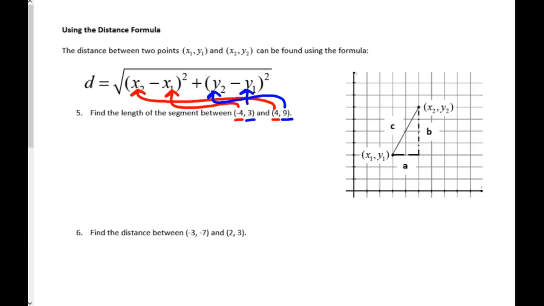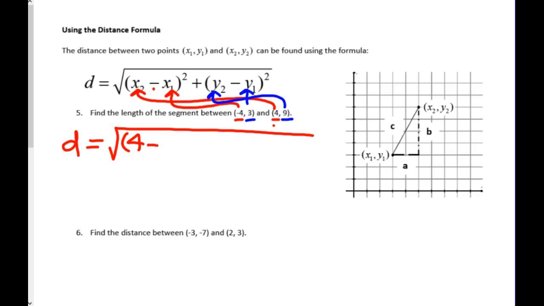Now, I want to see you write out the whole square root, the whole equation. Okay? Starting with letter D equals, draw yourself a long square root sign. And let's start filling it in. First thing is parentheses. x2 is 4. Then what do I put? Minus.